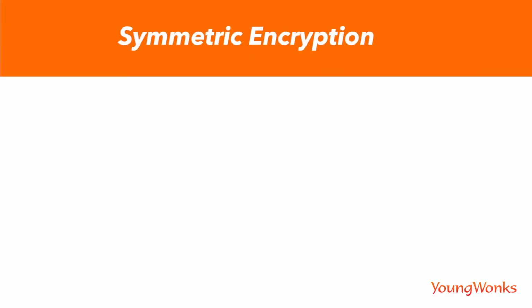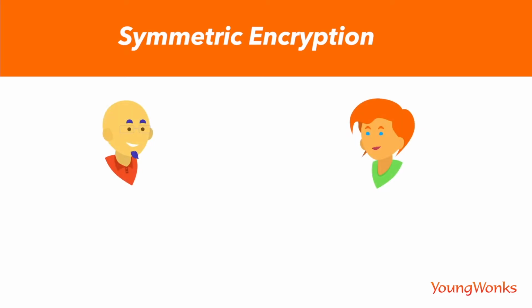Let's take a look at symmetric encryption. Here, Bob wants to send a secure message to Alice. What Bob would do is use a key to encrypt his message and send it along the network. Once Alice has received this message, Bob will also share the key that was used to encrypt this message with Alice. Alice can then use this key to decrypt the message and view its contents.